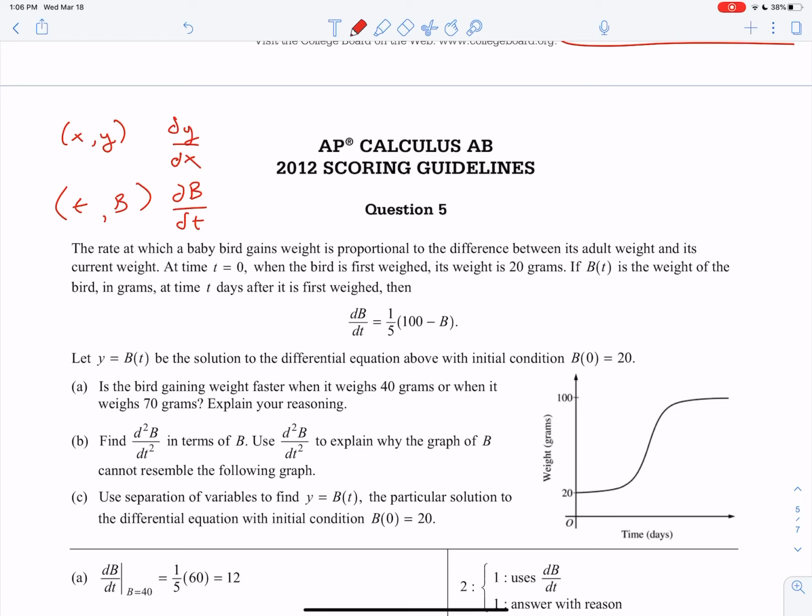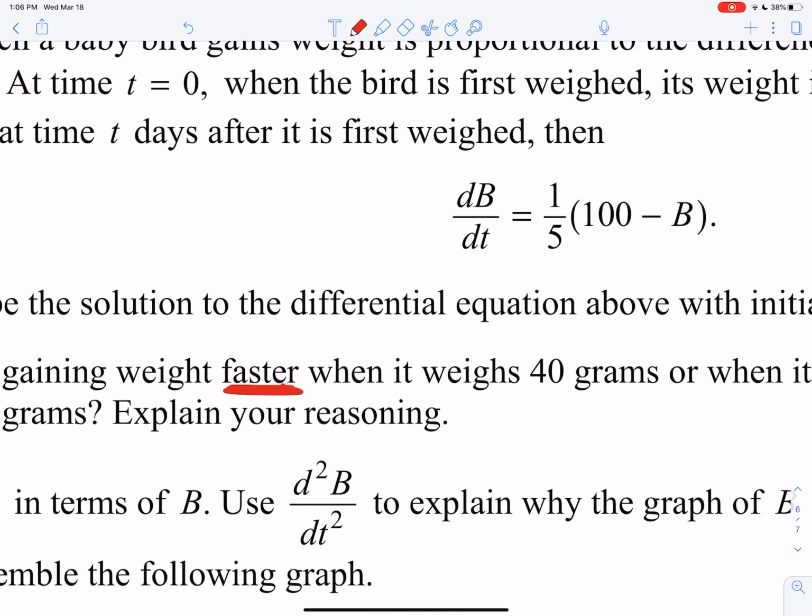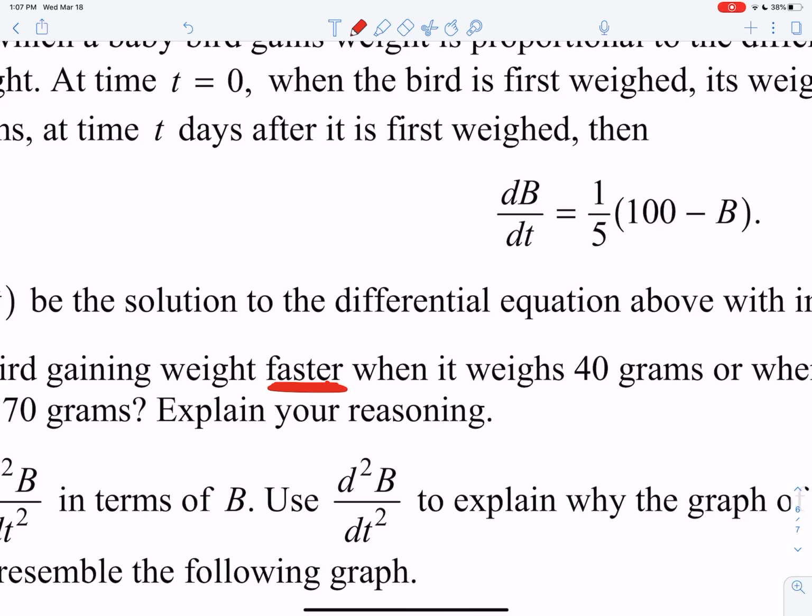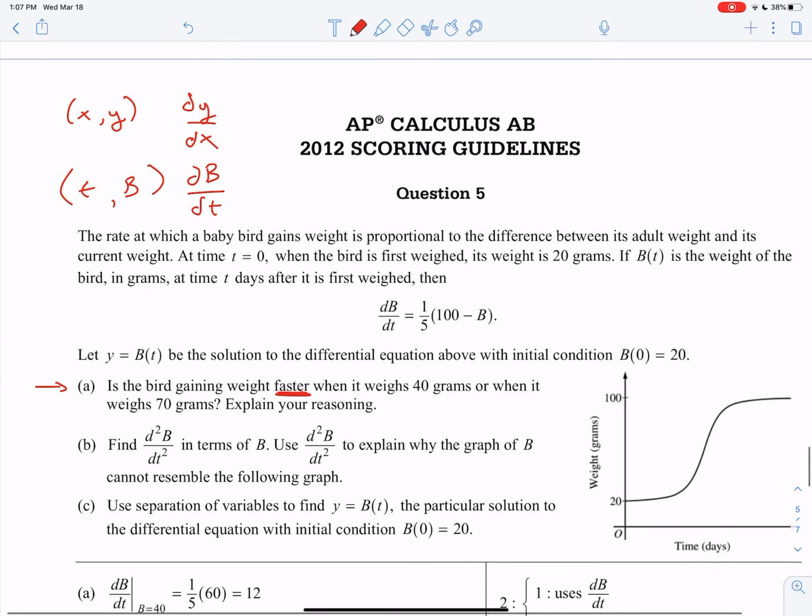But here we go. Part A: is the bird gaining weight faster when it weighs 40 grams or when it weighs 70 grams? So the key phrase here is weight faster. That is a form of a rate. So basically what you want to see is, at 40 grams and at 70 grams, is your rate faster at 40 or is it faster at 70?